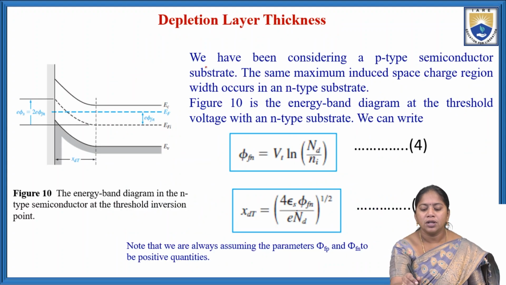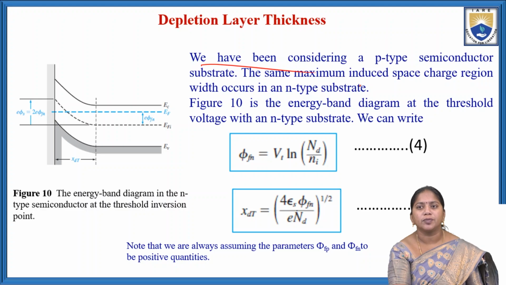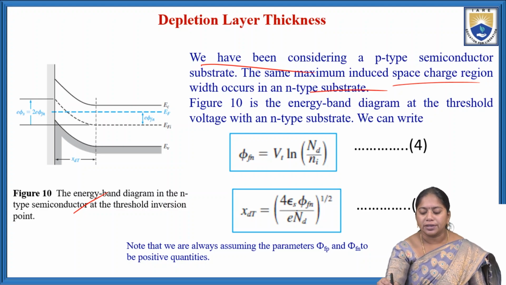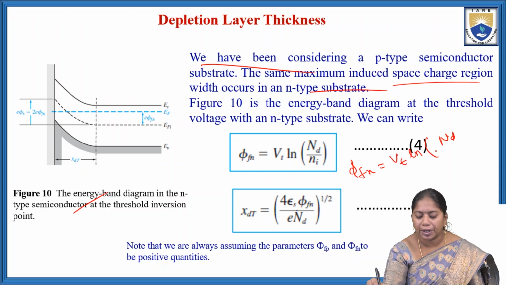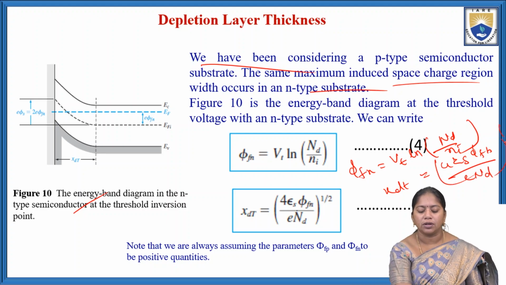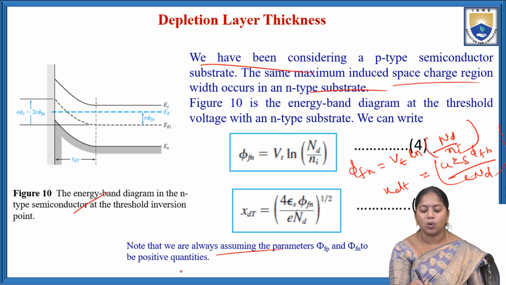That is equation 3. We have considered a p-type semiconductor substrate; the same maximum induced space charge occurs in the n-type semiconductor. Figure 10 shows the energy band diagram in the n-type semiconductor at the threshold inversion point. Here we can write phi fn equals Vt ln(Nd/ni), where x dT equals (4 epsilon s phi fn / (e Nd)) to the power of half. That is equation 4.